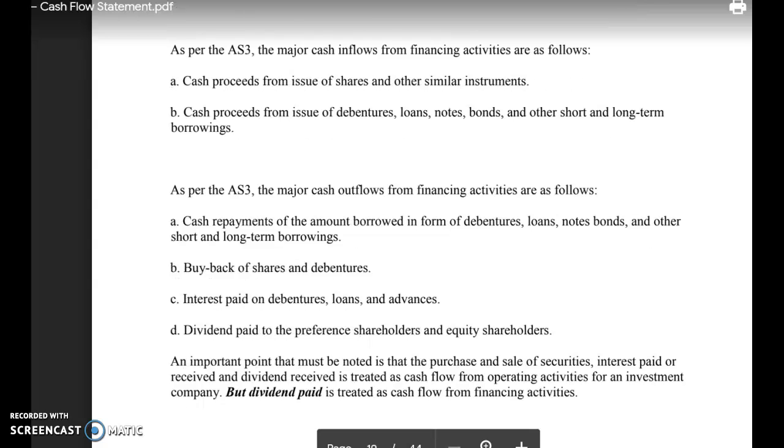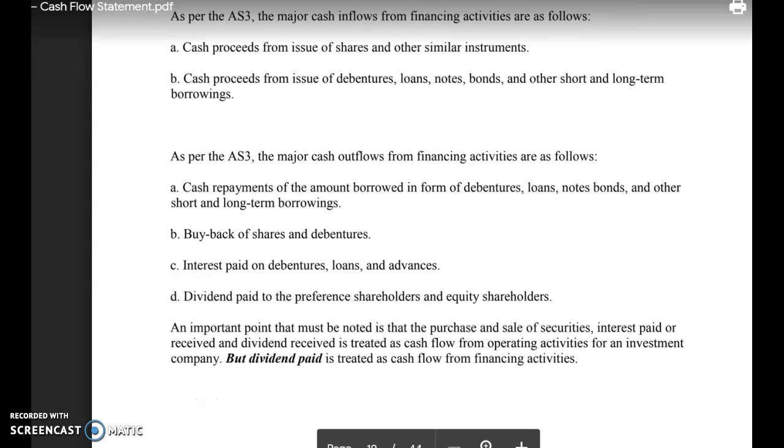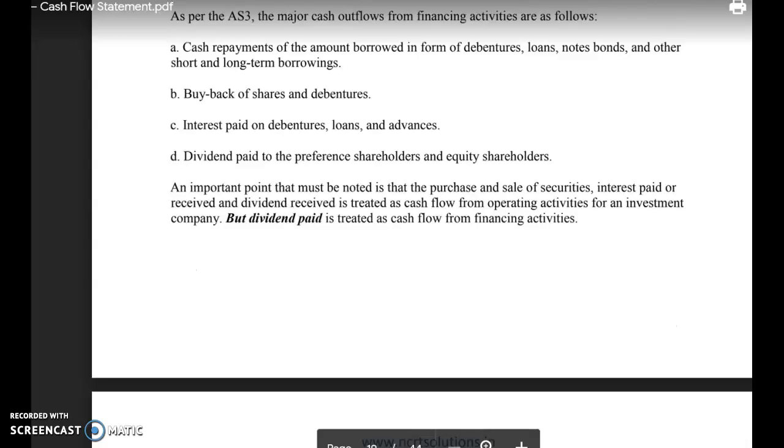Like the cash inflow, what is the cash outflow from the financing activities for? Cash repayment of amounts borrowed in the form of debentures, loans, or redemption of debentures, repayment of loans or long-term borrowings, buyback of shares and debentures, interest paid on the long-term liabilities, that is debentures, loans, and advances, and then dividend paid to the preference shareholders and the equity shareholders. So these are the major heads on which cash flows out on account of the financing activities.